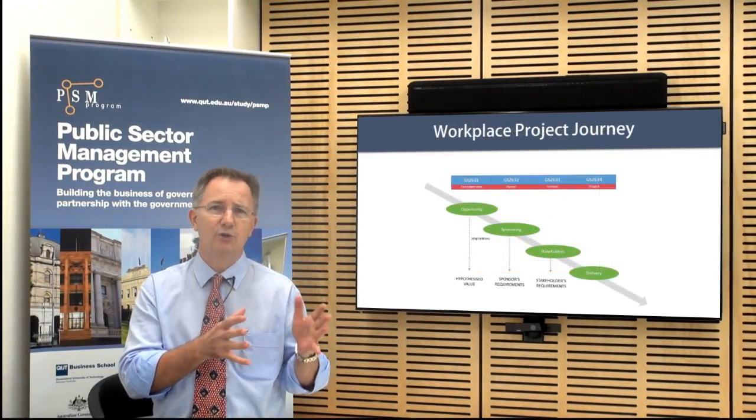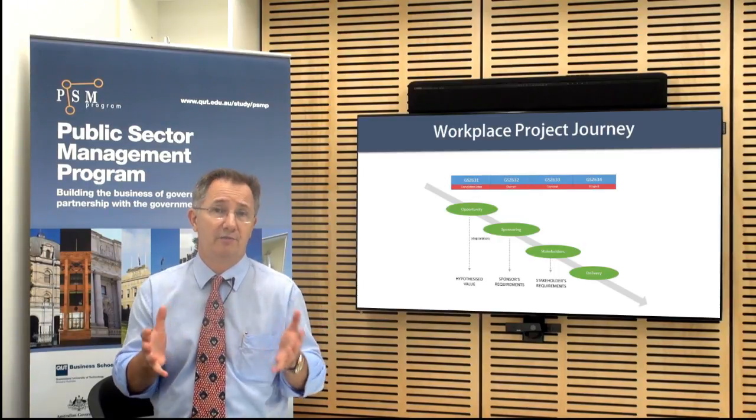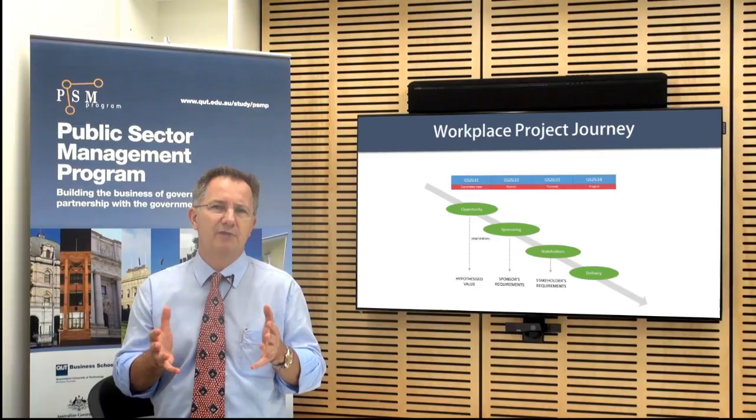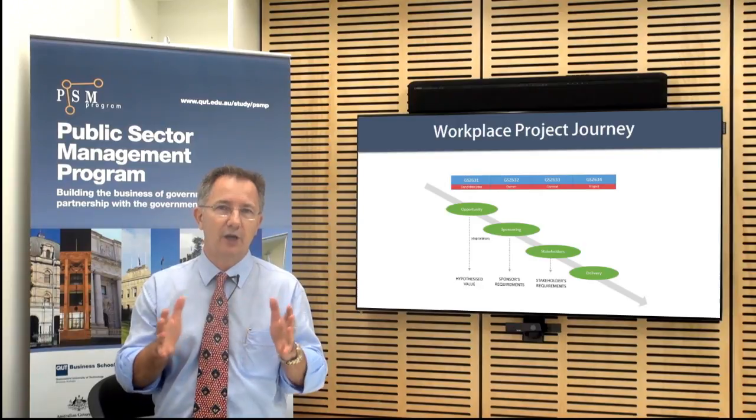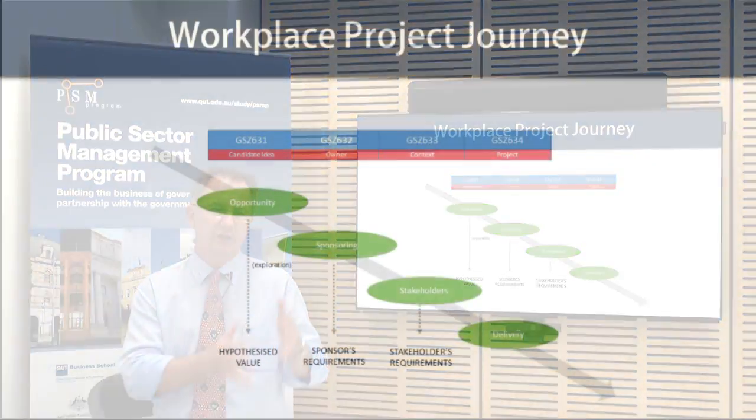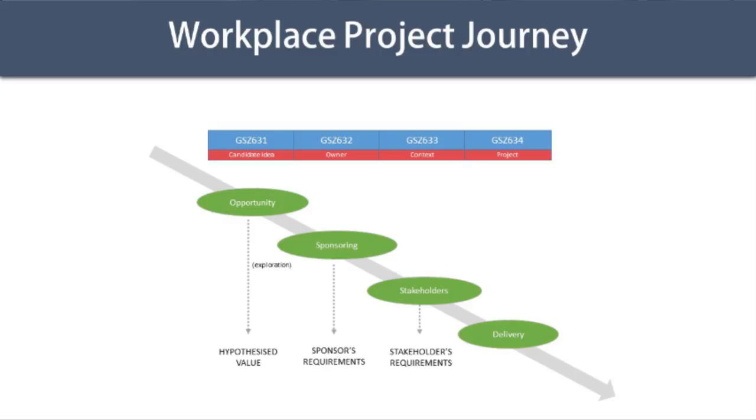Once you've understood what your motivation is and you've designed an appropriate type of project, the next thing to do is to recognise that the workplace project is really a journey. And it's a journey that you undertake over the course of the PSMP. So in GSZ 631, what we focus on there is helping you find and clarify the actual opportunity for the project type that you've chosen. At that particular point in time, you might even come up with some hypothesised value that your project is going to deliver. In Unit 2 or GSZ 632, we focus on helping you locate that project within organisational space.